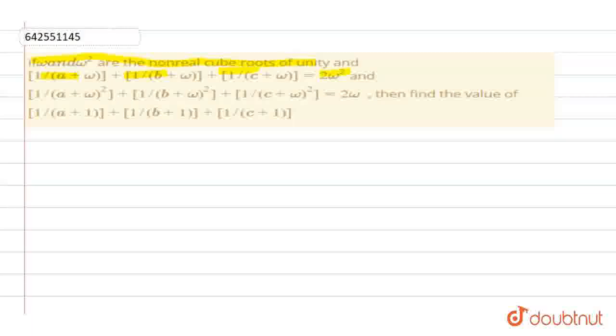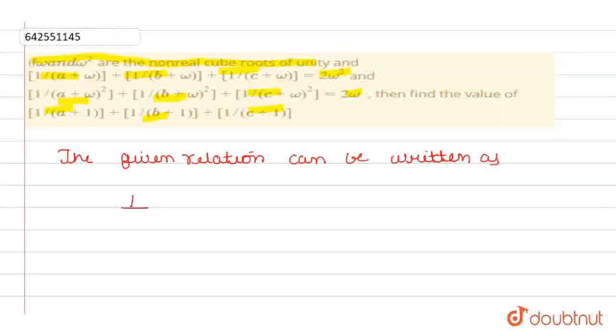and 1 by 1 plus a plus omega whole square plus 1 by 1 plus b plus omega whole square and 1 plus c plus omega whole square is given as 2 omega. Now we have to find the value of 1 by a plus 1 plus 1 by b plus 1 and 1 by c plus 1. So now the given relation can be written as 1 by a plus omega plus 1 by b plus omega plus 1 by c plus omega equal to 2 by omega.